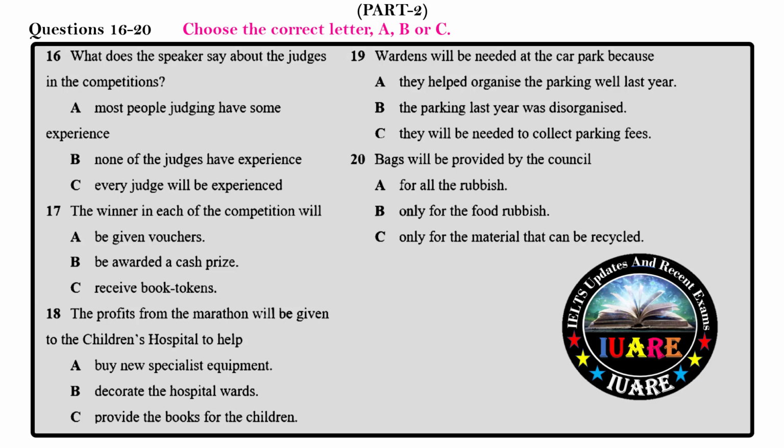Now the third team will be the judges. For each of the various competitions, we will have three judges. On the whole, they will have had experience of judging before. There will be a boat race, a swimming competition, and the best fancy dress. A cash prize will be given to the winner in each category, and for the two runners-up, there will be book tokens.